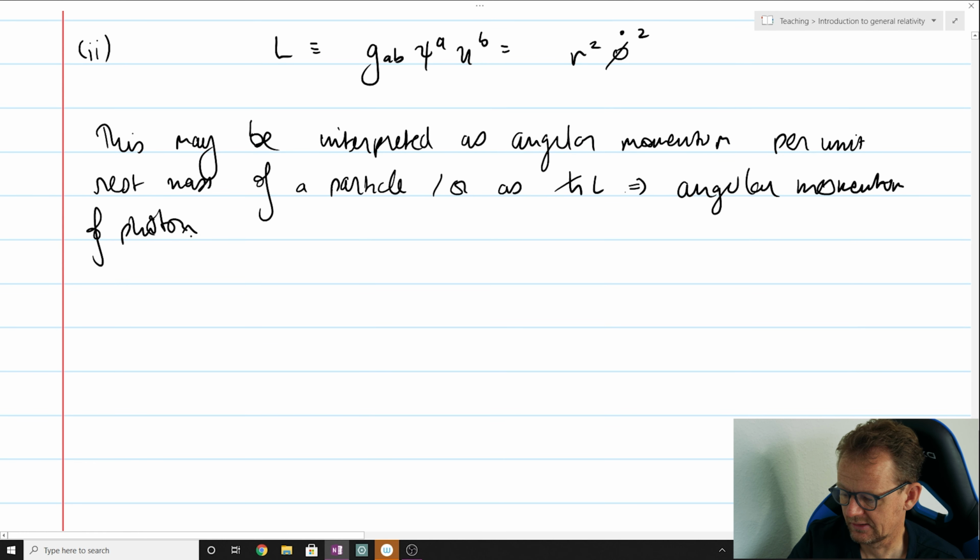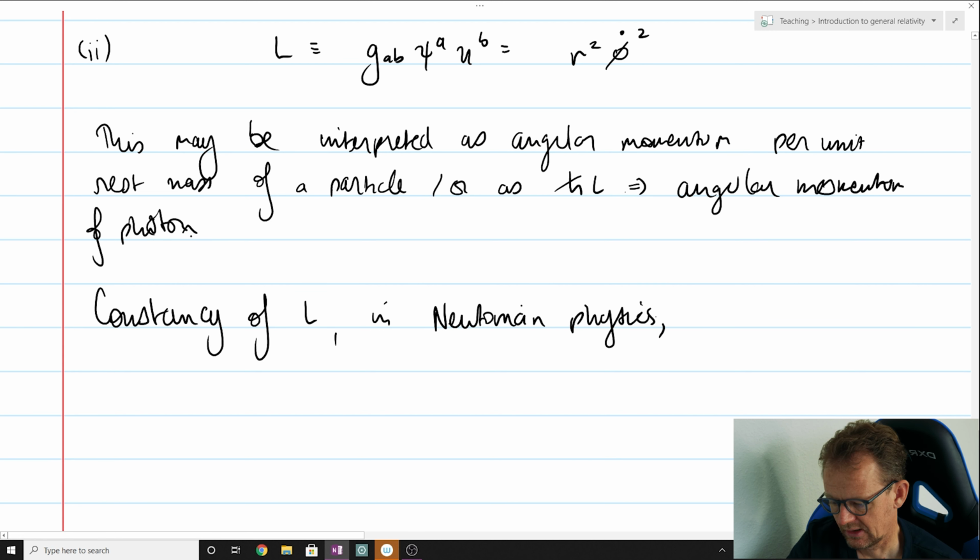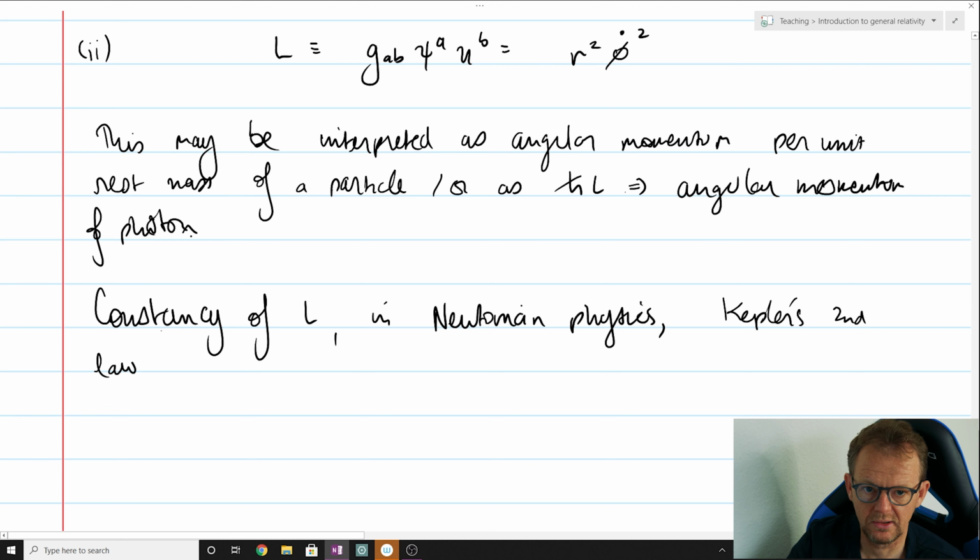Interestingly, if you look at the right hand side of equation 2, you should recognize this from orbital mechanics in the Newtonian setting. So constancy of L in Newtonian physics is Kepler's second law, right? Which means that equal area is swept out in equal times.